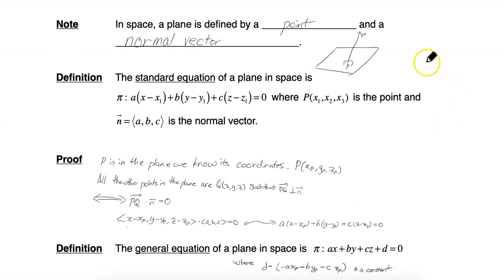So interestingly, in space, to define a plane, one would think that you need a point and then you need two vectors inside the plane. That would define the plane indeed. But actually there's an even better way, which is really clever, and that is to use the normal vector. If you have one point and you have one normal vector, there's only one plane that is defined by them.